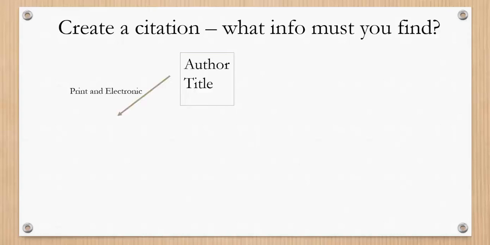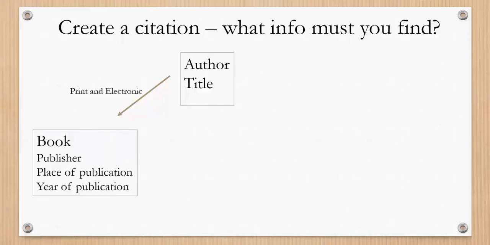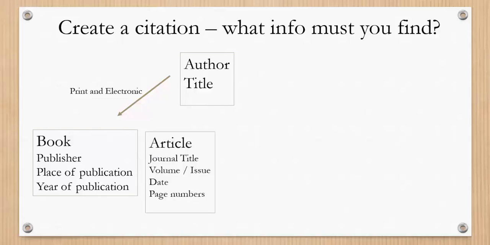Regardless of the format of the source, whether it's print or electronic, for a book, we will always need to know the publisher of the book, like McGraw-Hill, the place of publication, like New York, and the year of publication. If we have a journal article, we will always need to know the journal title, the volume and the issue of the journal, the date the journal was published, and the page numbers of our particular article in the journal.